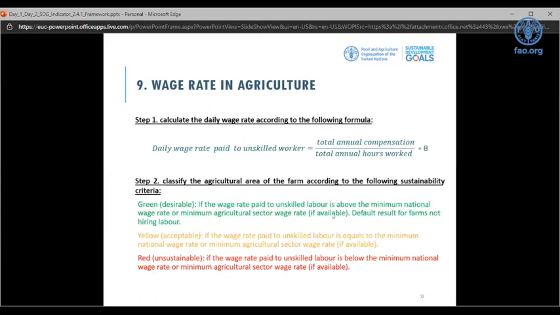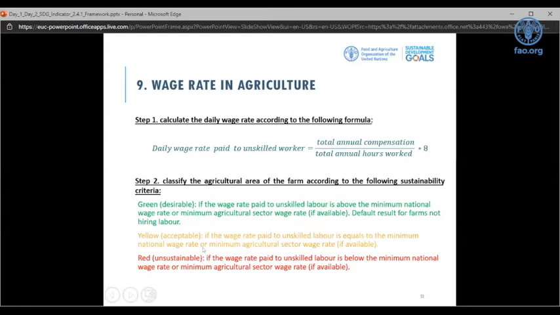Now, as I mentioned to you earlier, this is not applicable to an agriculture holding that is only employing family labor. In this respect, we would classify the agriculture holding by default as green, if they are not hiring any external labor to perform or help with the work on the holding.